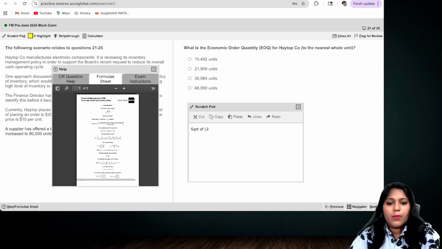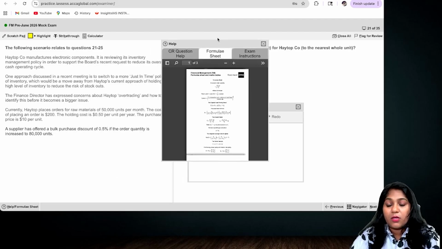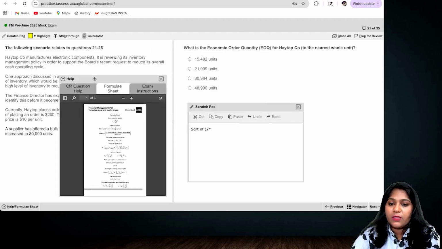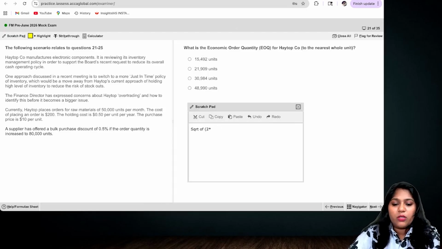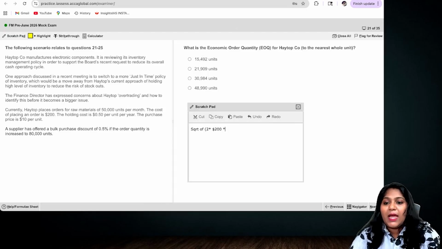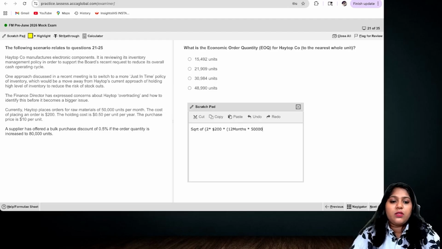2 multiplied with cost of ordering multiplied with demand divided by cost of holding. So 2 into what is cost of ordering is, every time you order, you are incurring $200. And the demand is, see, I'm ordering 50,000 units per month. So that means my total demand is how much? For 12 months, I might go ahead and consider how much? 50,000 units into 12 months.